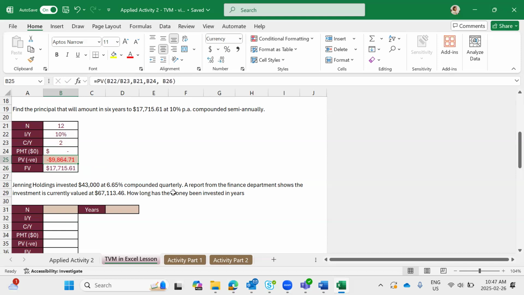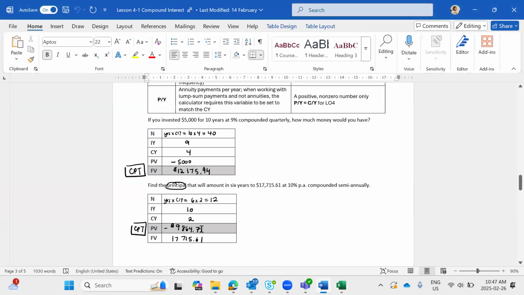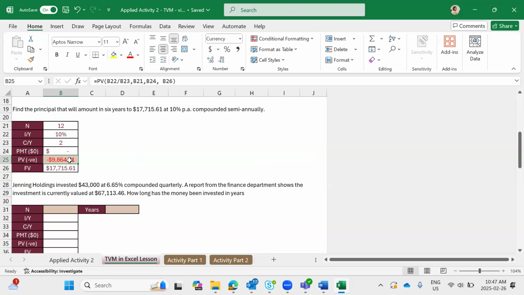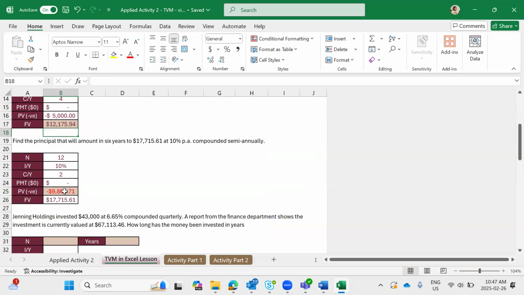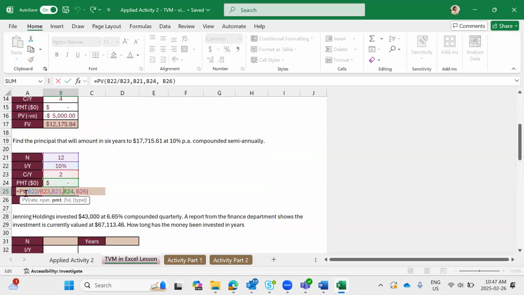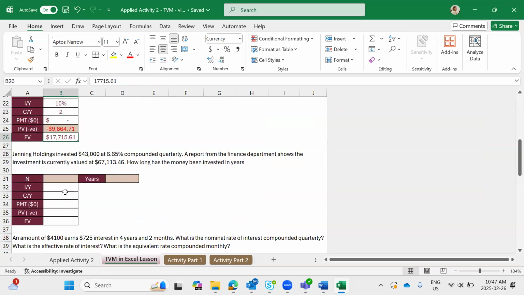And this should give you $9,864.71 as your starting point for PV. That's the same number we got using the financial calculator for this exact same question. So it's just an alternate way. Again, if you want to calculate FV, you use the FV formula. If you want to calculate PV, you use the PV formula. In the next question, we're going to look at calculating N.